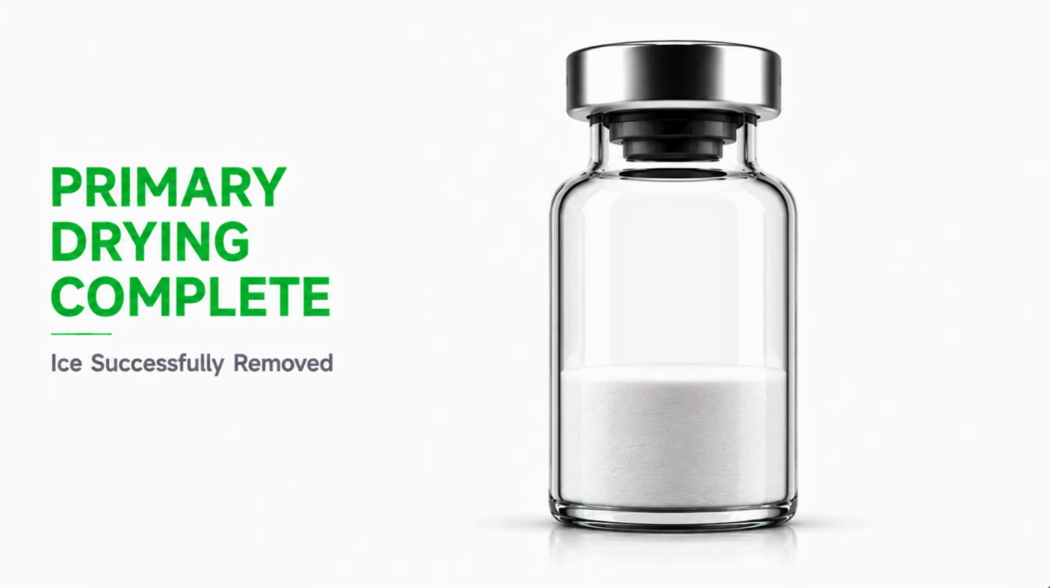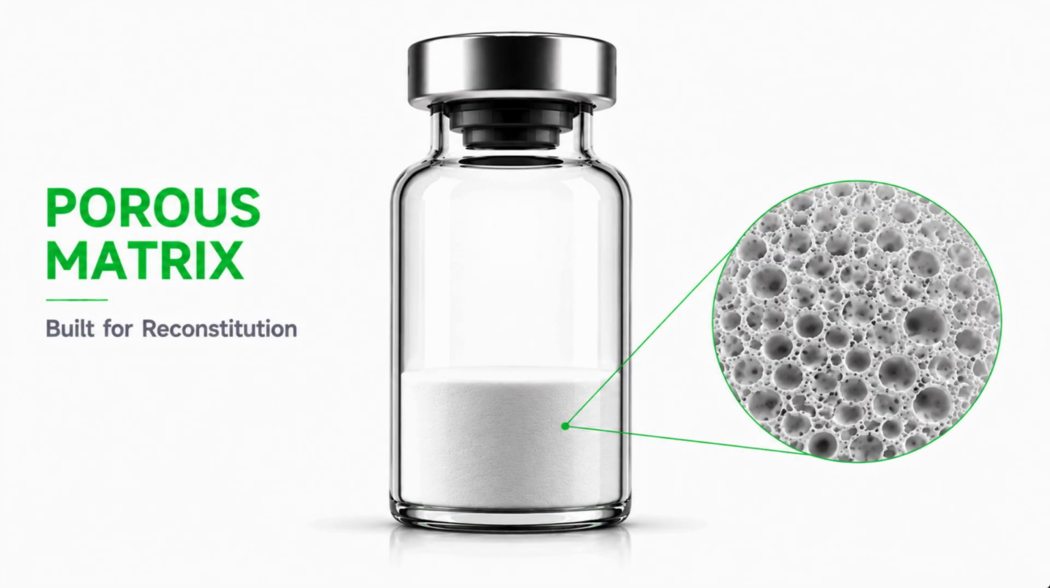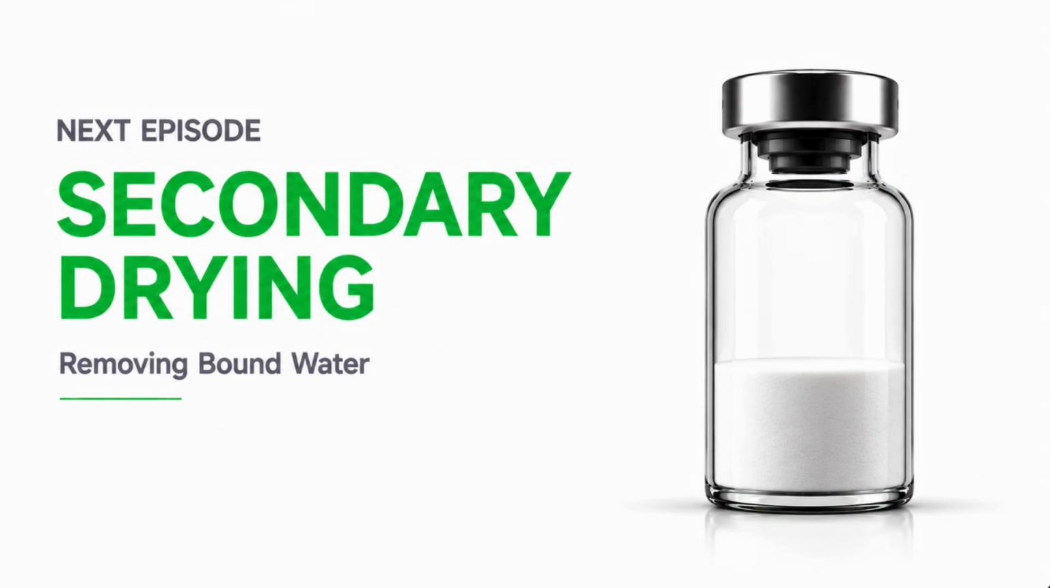Primary drying is now complete. The ice has been removed, leaving behind a stable, porous structure that preserves the product's original architecture. With the bulk water eliminated, the product is ready for the final stage of the lyophilization cycle. In the next episode, we'll explore secondary drying and discover how bound water is removed to achieve the residual moisture required for long-term stability.